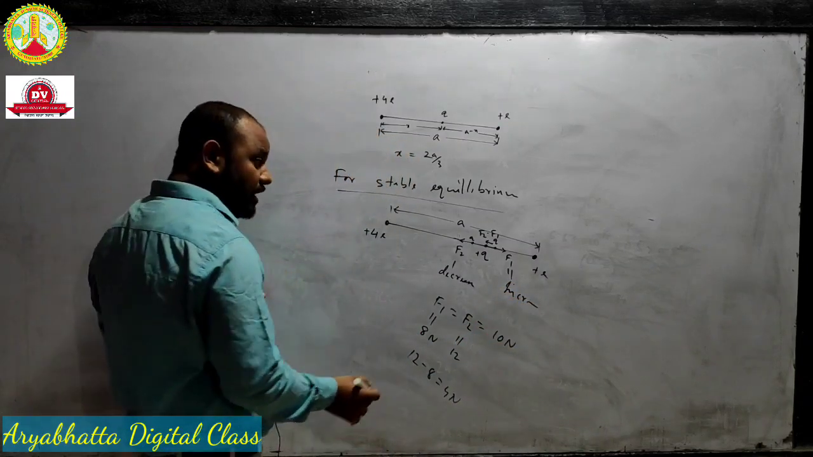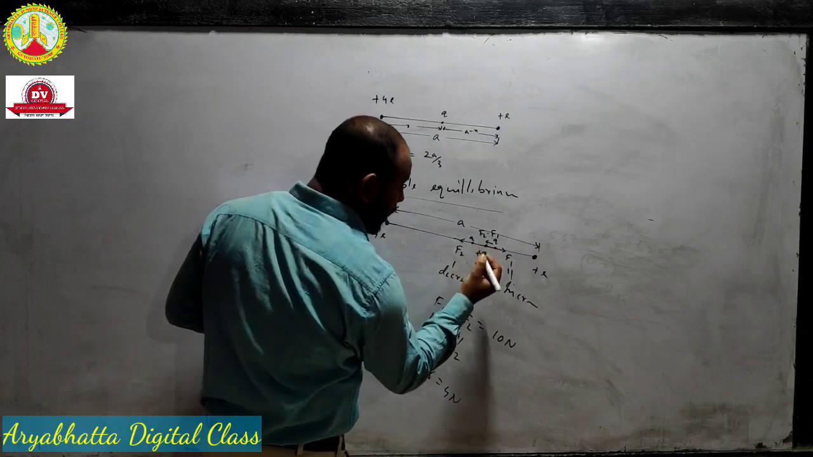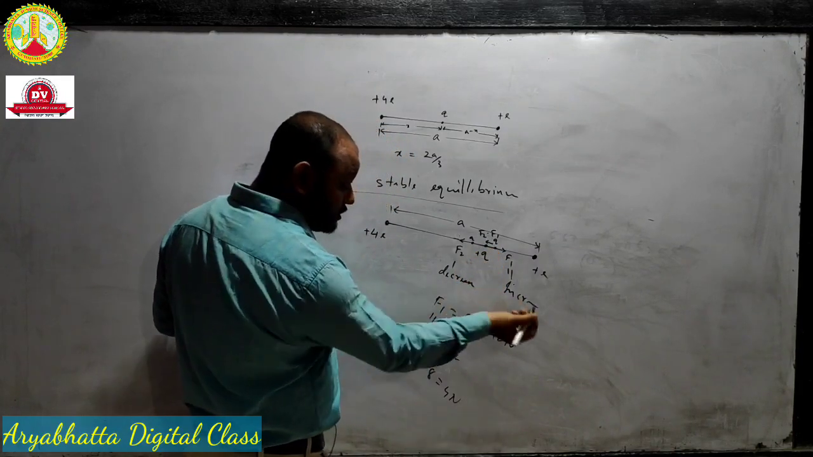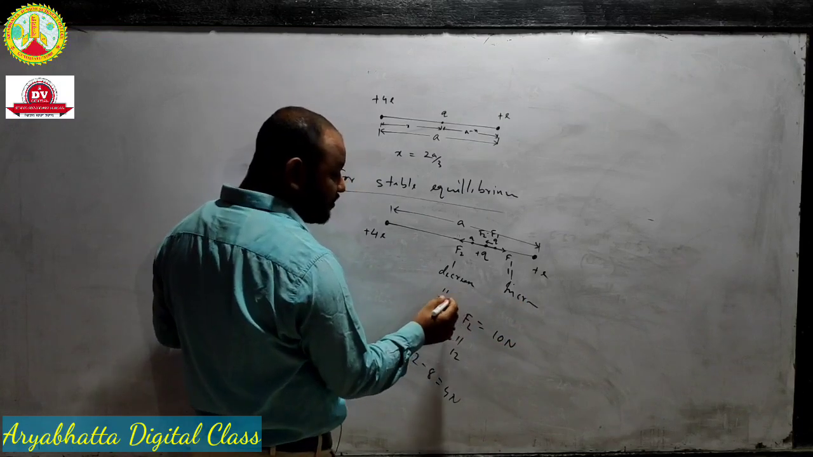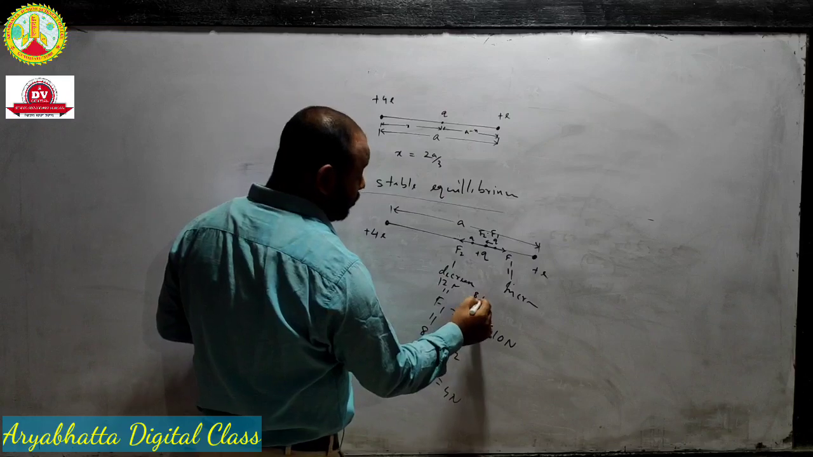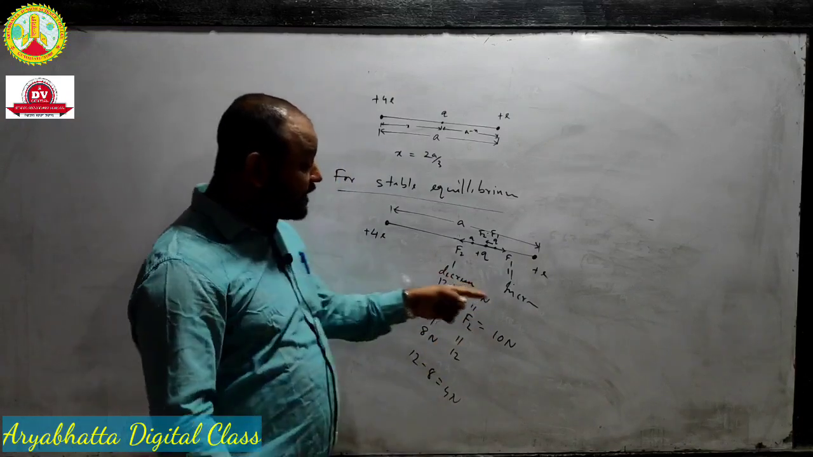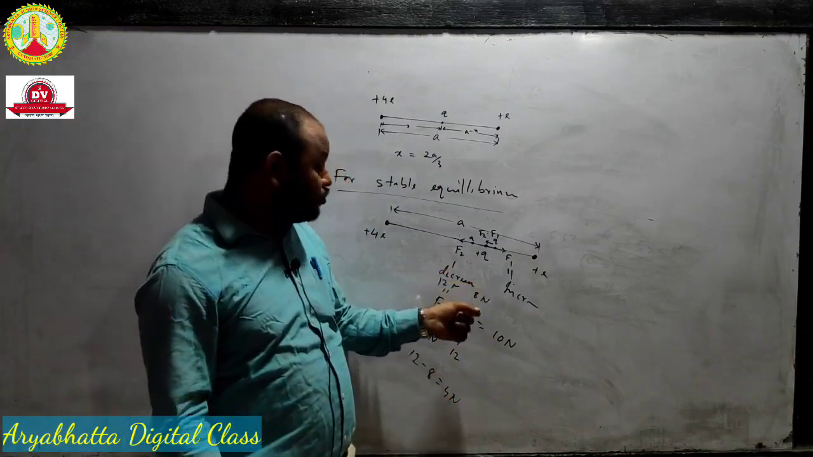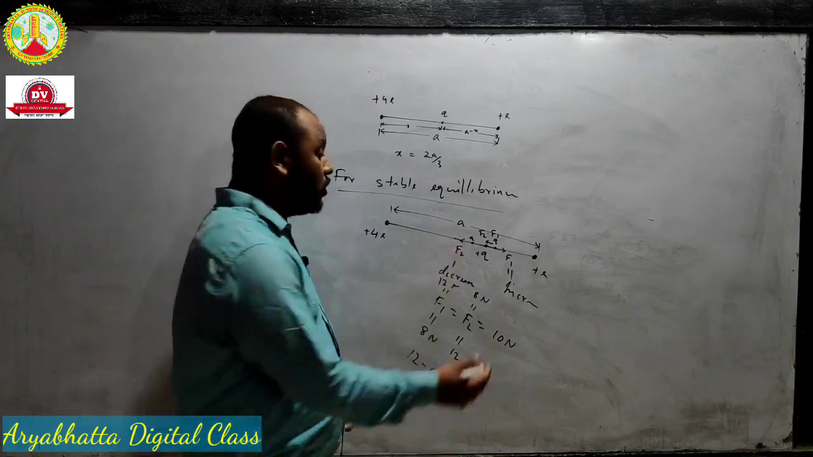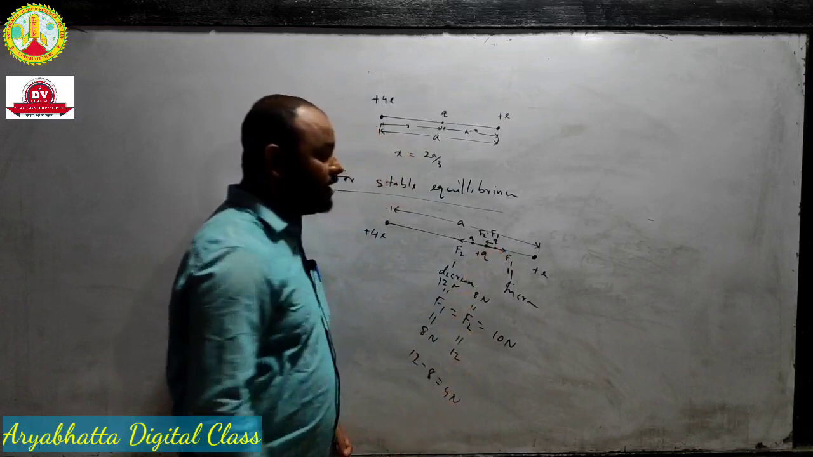As a result, in the second possibility, F1 will increase, which will be equal to 12 Newton, and F2 will be equal to 8 Newton. The net force 12 minus 8, or F1 minus F2, will act on the charged particle, which will bring the charge to the equilibrium position.